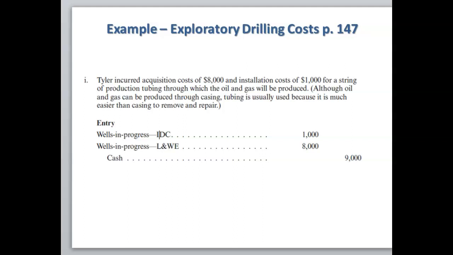Tyler incurred acquisition costs of $8,000 and installation costs of $1,000 for a string of production tubing through which the oil and gas will be produced. The amount for the string of production tubing, the actual tubing, is going to be debited to lease and wells equipment for $8,000. The installation costs, however, will be debited to wells in progress, IDC, for the $1,000.